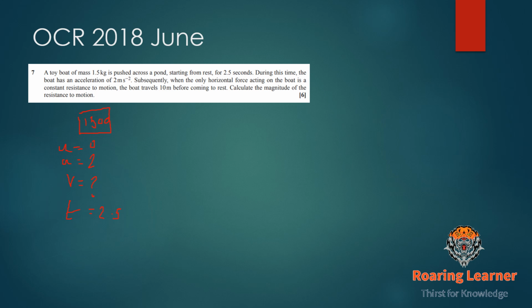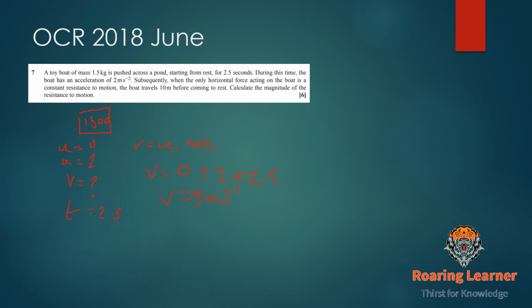So if we go back to our equations, we've got u, we've got a, we've got v, and we've got t. From our equations, we can say that v is equal to u plus at. That's the equation we're going to be using. So v is our unknown, u is 0, plus 2 times 2.5. So the final velocity after this first part of the journey is 5 meters per second. That's the first part of the question done.